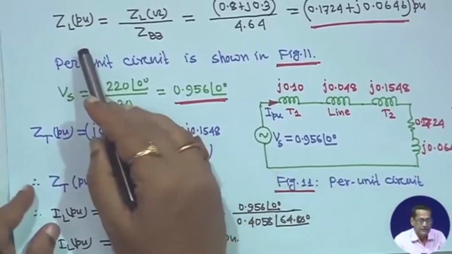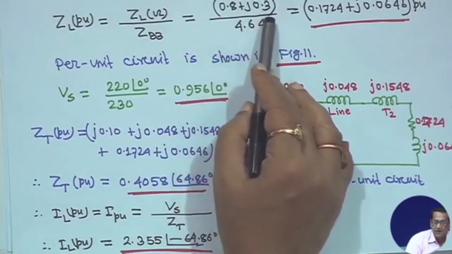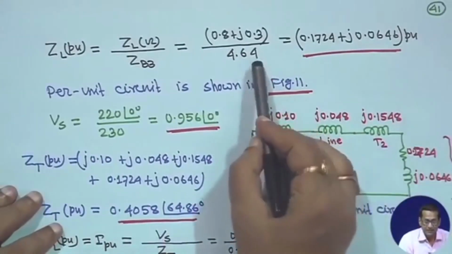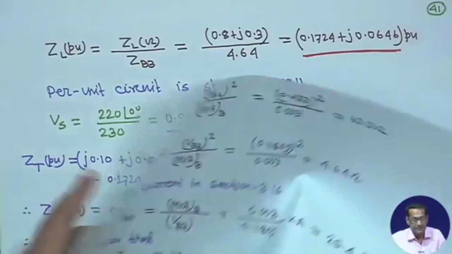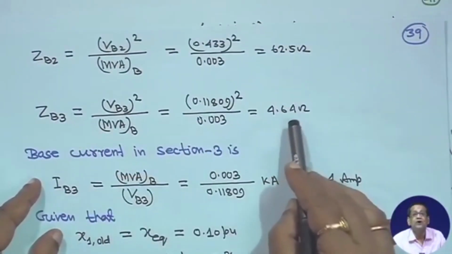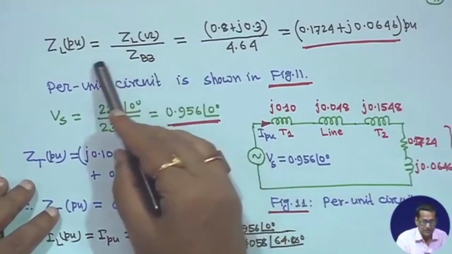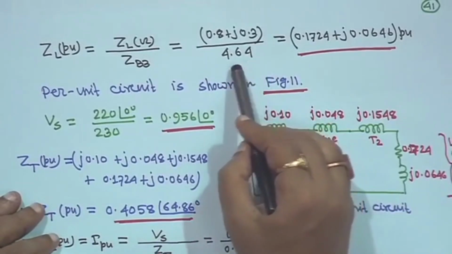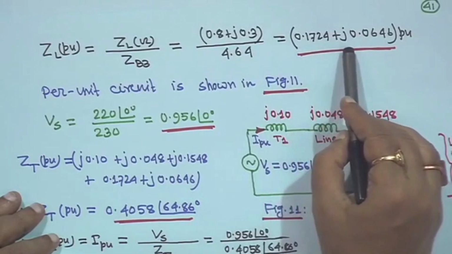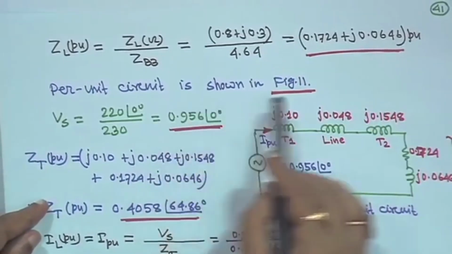Next, the load is given. ZL per unit is equal to the ZL ohmic value, which is given as 0.8 plus j0.3, divided by the base impedance of line section 3. Section 3 base impedance, we obtained ZB3 is equal to 4.64 ohm. That means ZL per unit is equal to ZL ohm upon ZB3, 0.8 plus j0.3 upon 4.64, that is 0.1724 plus j0.0646 per unit. So, the per unit circuit is shown in figure 11.